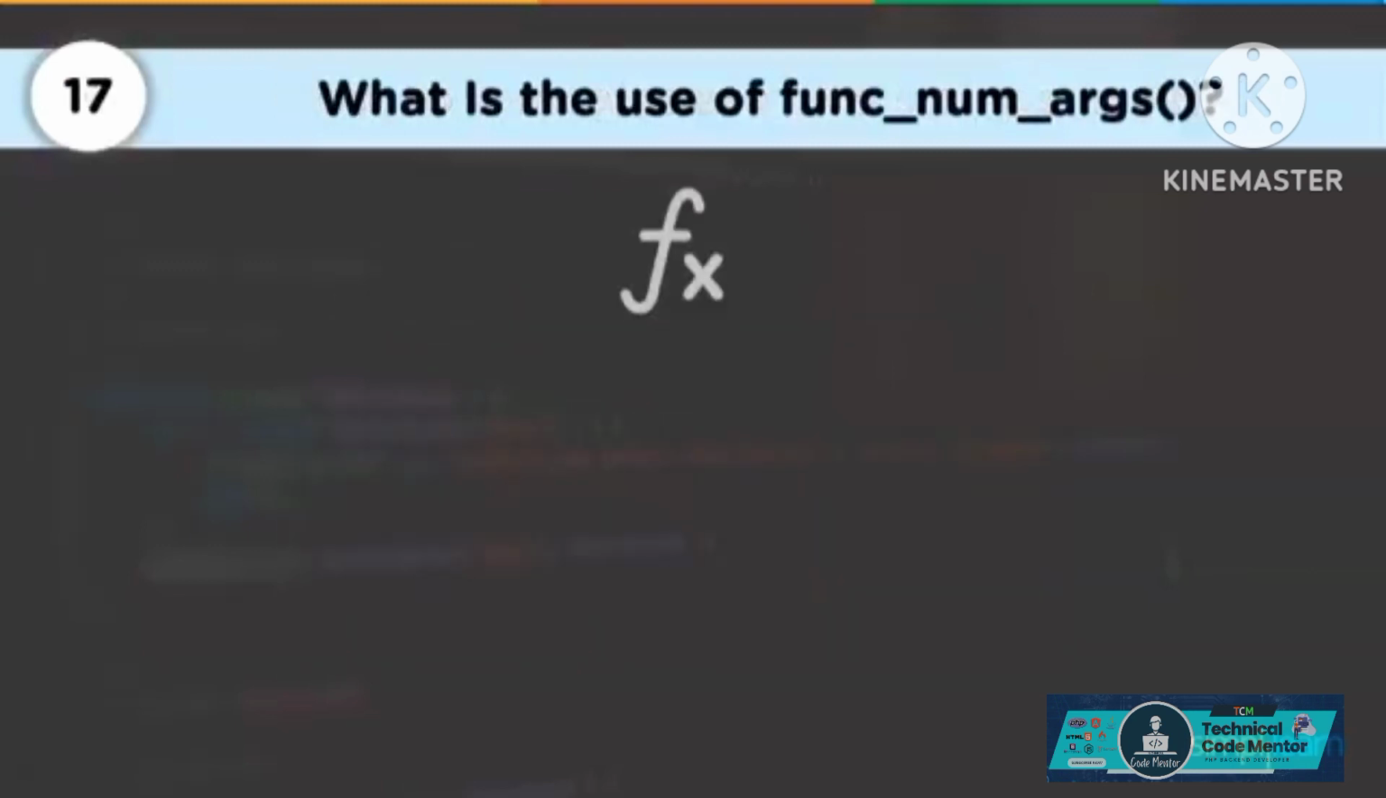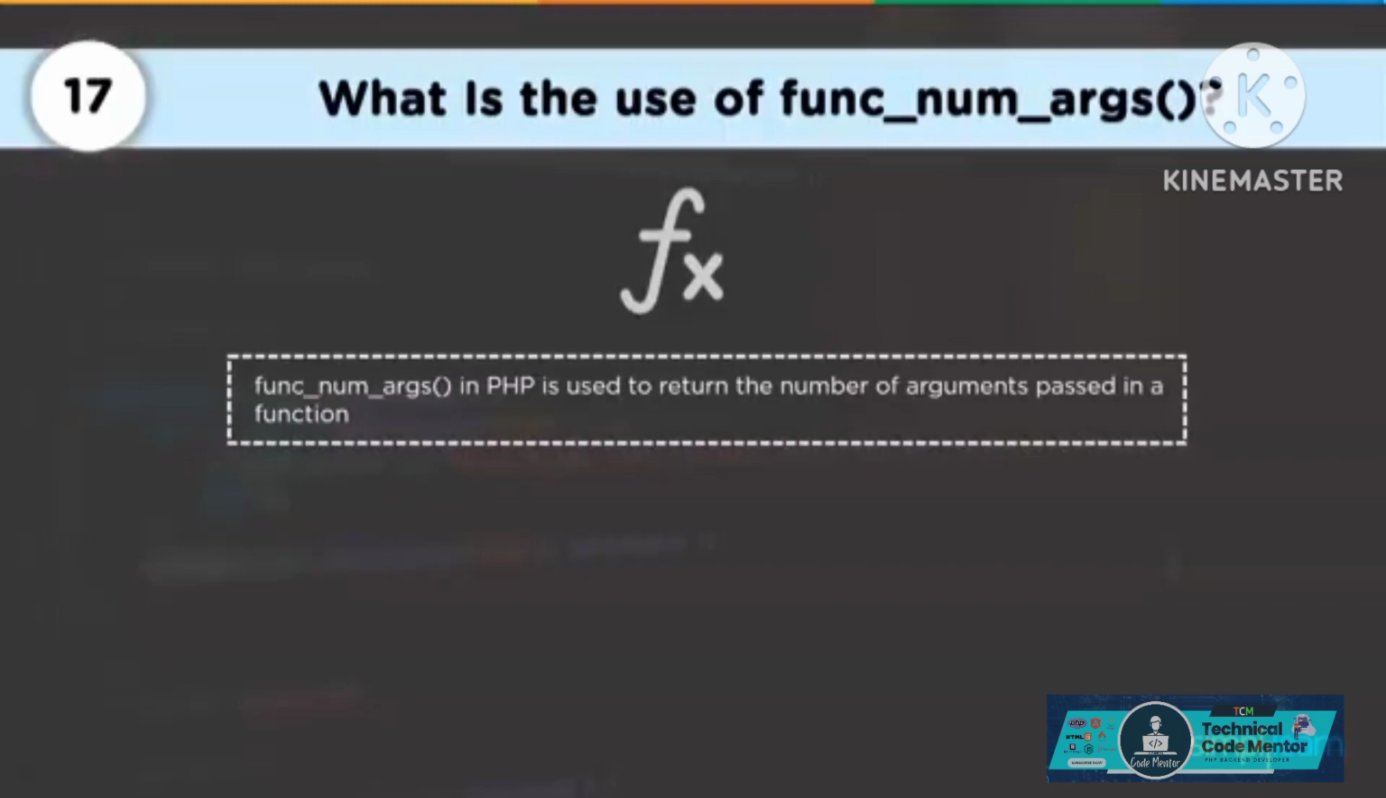Next question, what is the use of the function func_num_args? Now this function, as you can see, is used to return the number of arguments passed in a function. So suppose you pass a certain number of arguments in a function and want to know how many values or arguments were passed. You can use this function for that.